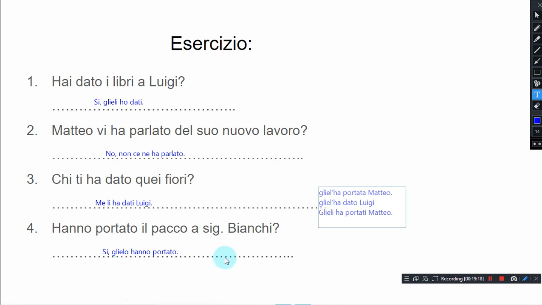Here also we can say sì, gliel'hanno portato. Here we can also make elision or also omit it. In either case, both are correct. But we can opt for elision if we want.